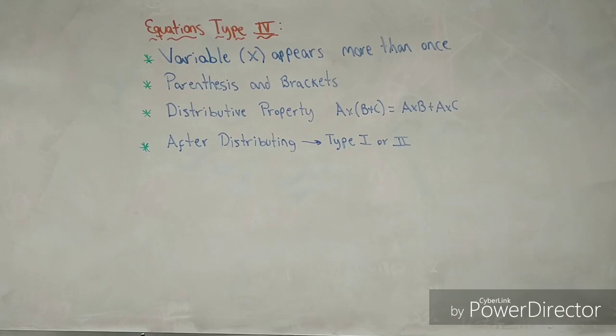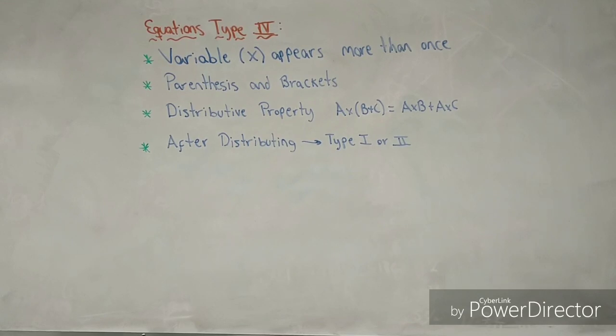You're going to also see that the parentheses and the brackets are used a lot. So if you see parentheses and brackets a lot in the equation, most likely it's because it's an equation type 4.